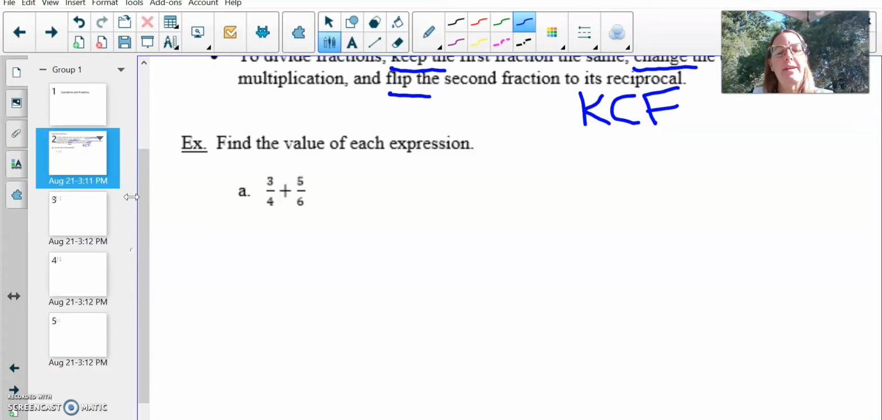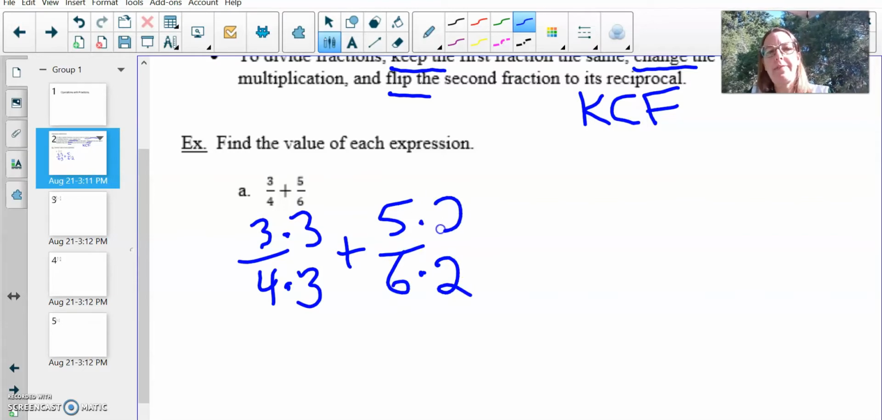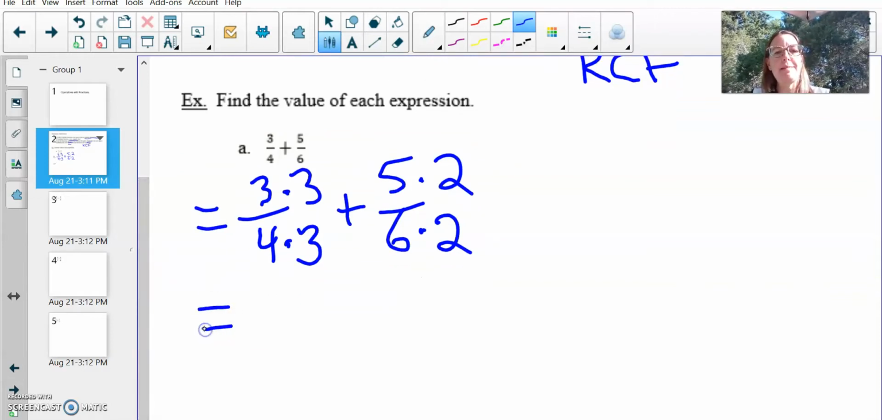So in the first fraction, to get a denominator of 12, I have to multiply both the denominator and the numerator by 3. In the second fraction, 5/6, to get a denominator of 12, I have to multiply both the denominator and the numerator by 2. So now when I simplify it, I get 9/12 plus 10/12.